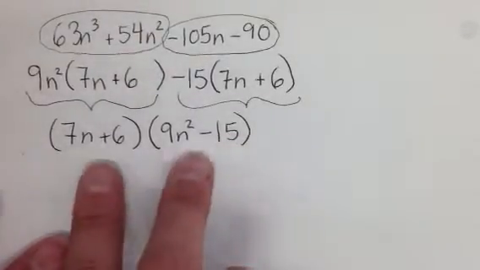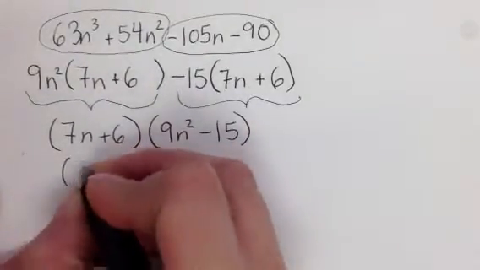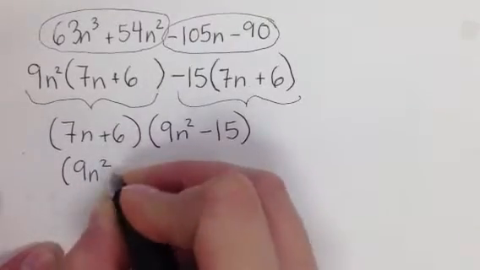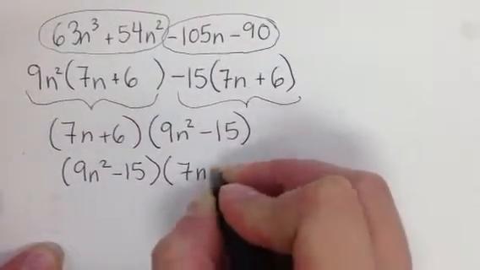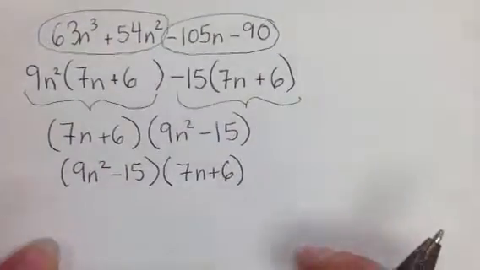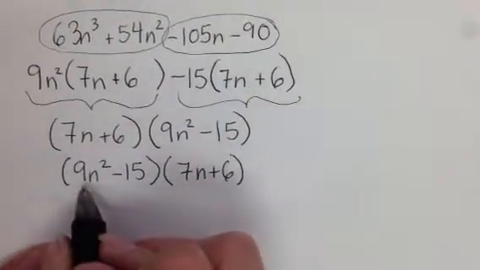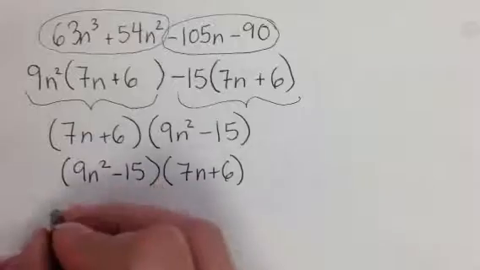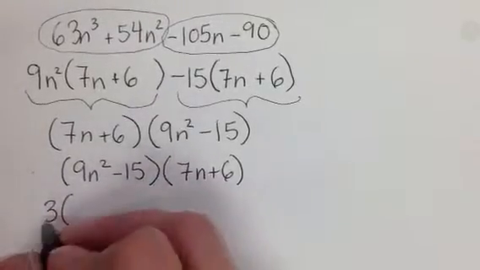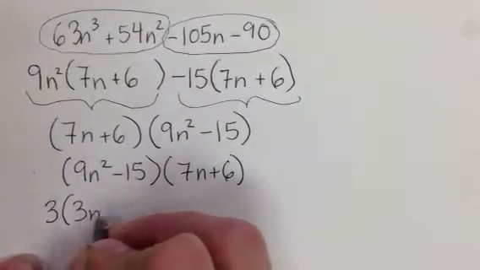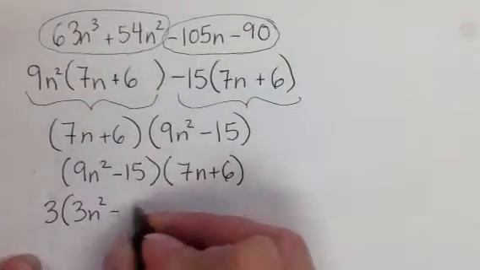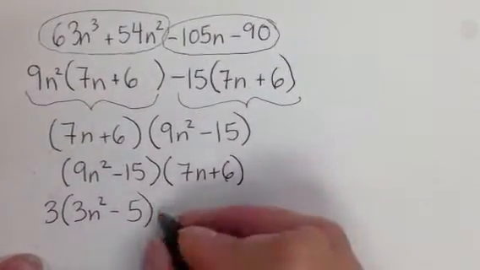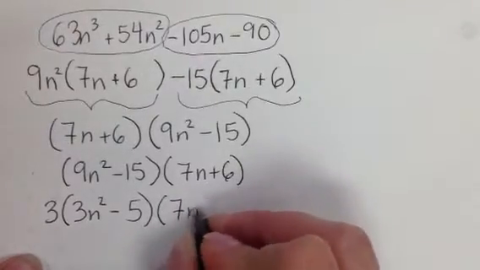So if I switch these around because of the commutative property, this makes more sense, because I'm going to pull out of that first one. So commutative property of multiplication, I just switched my two binomials. And now what I'm going to do is pull out that 3. Divide these both by 3. So 3 times 3n squared, right? And then negative 5. And now I can't go any further.